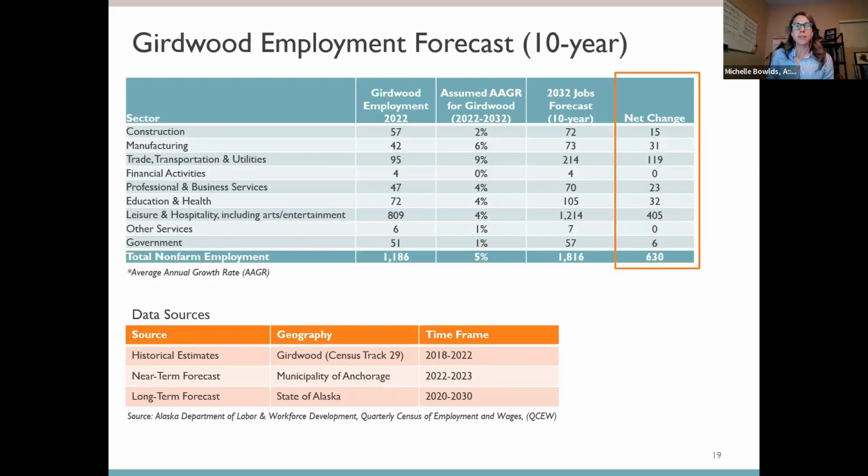We then took the employment and forecasted it out for the next 10 years. So based on the Department of Labor sector-based employment forecasts and historical trends in Girdwood, we're forecasting a net change of roughly 630 additional employees in Girdwood over the next 10 years.